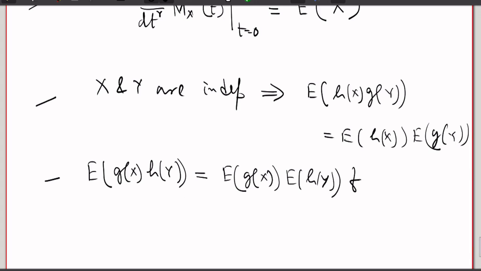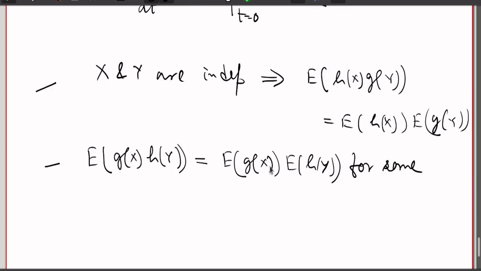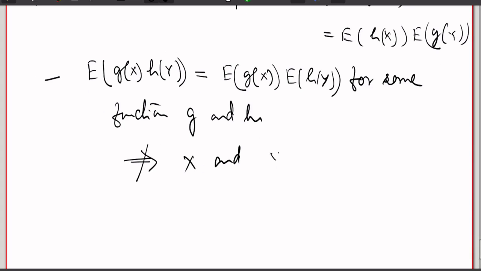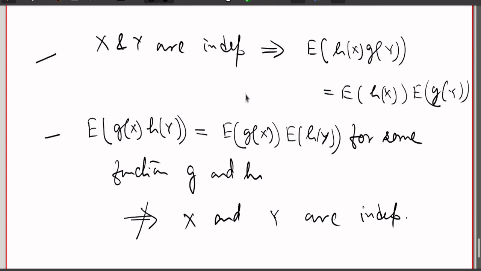for some functions g and h does not imply x and y are independent. Okay, and one of the counterexamples is the same example where we talked about covariance being 0, but x and y not being independent. So in general, the converse of this is not true. For some functions h and g, if the expectation of the product of the functions can be written as the product of the expectations, that does not imply that x and y are independent.